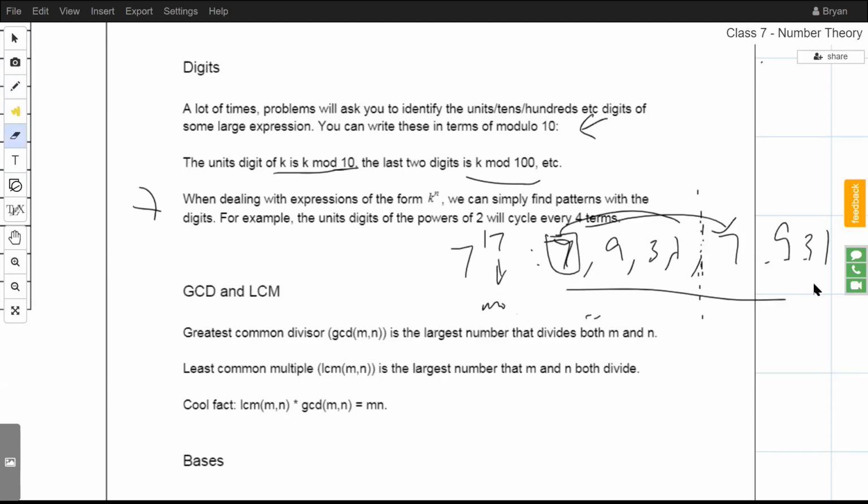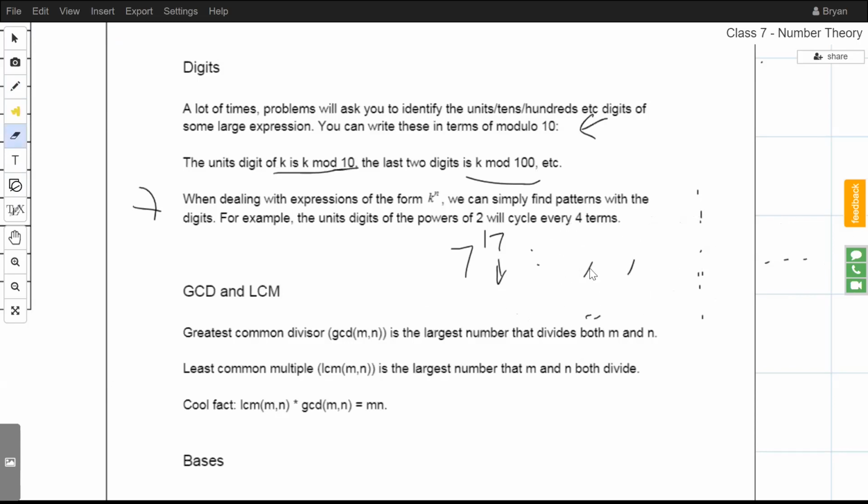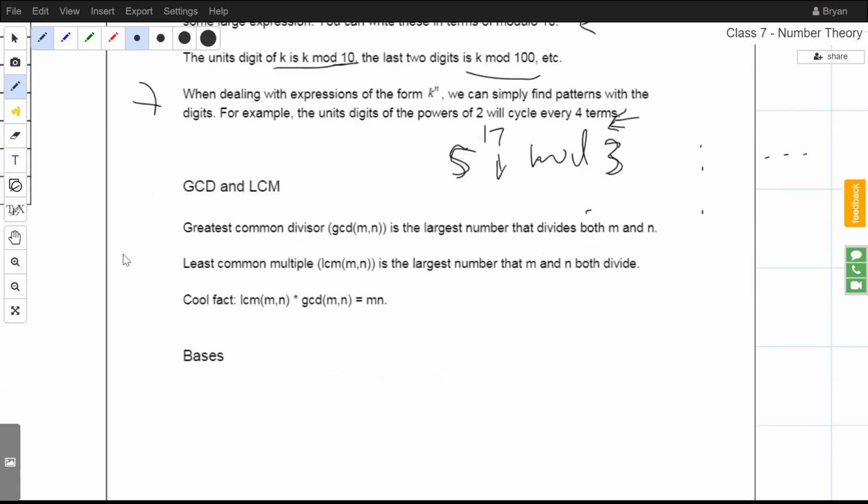And this works not just with unit digits, but with mods as well. So let's say we want 5 to the 17th, mod 3. You'll find that with mods, there are only a finite number of possible values this can be, as in 0, 1, and 2. So we can actually just write this as a pattern again.